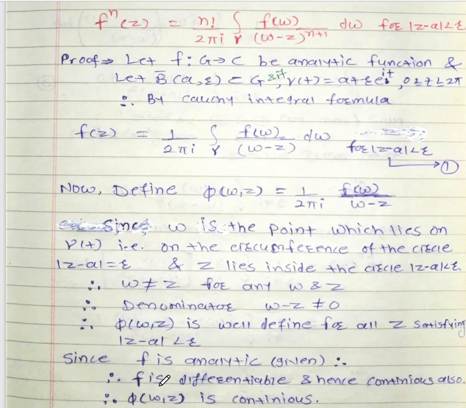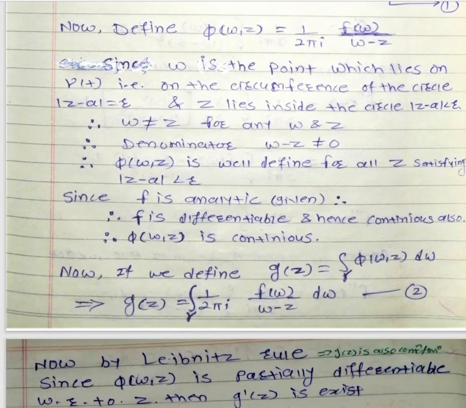Here we are also given that the function f is analytic. By the definition of an analytic function, if the function is analytic, then that function must be differentiable as well as continuous. Therefore f is differentiable and also a continuous function. Then from this definition, phi of w, z is also a continuous and differentiable function.